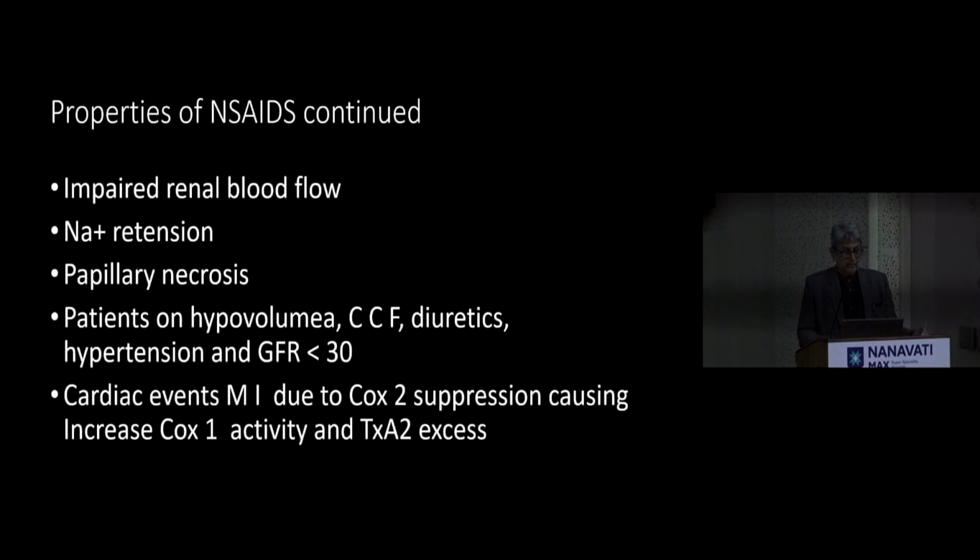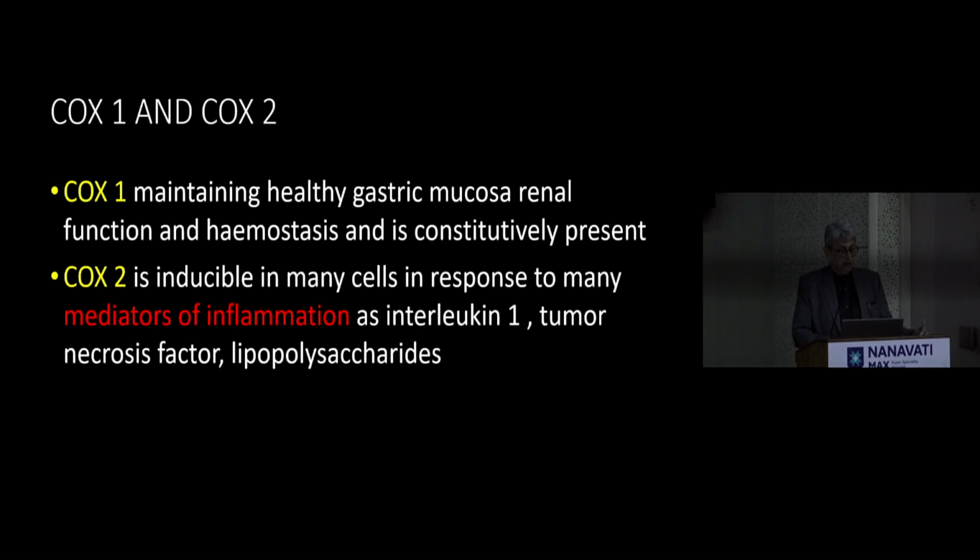Cardiac events also can be caused by that. Myocardial infarction due to COX2 suppression causing an increase of COX1 activity, and the activity of the thromboxane A2 platelet aggregator increases. So when the COX2 is suppressed totally, the COX1 becomes more. It is, as we saw, a platelet aggregator, and therefore it can cause ischemic heart disease and myocardial infarction. So again to repeat, COX1 maintains healthy gastric mucosa, renal function and hemostasis and is constitutively present, and COX2 is inducible in many cells in response to inflammation.